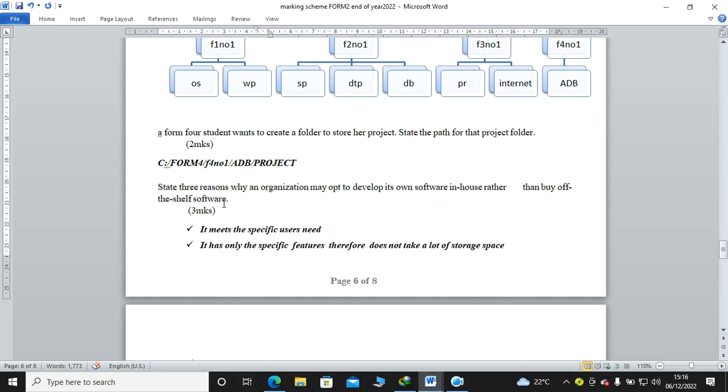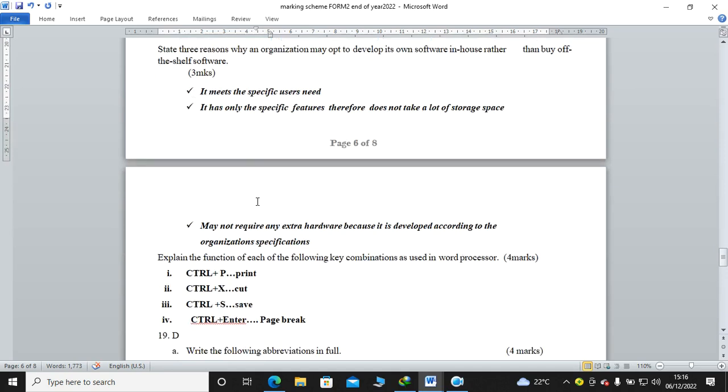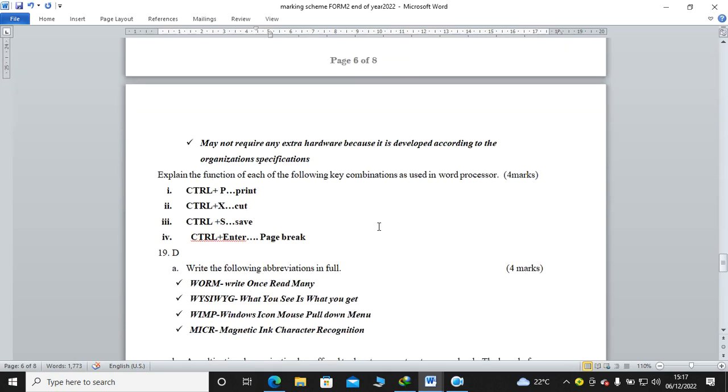So the first answer is that it meets the specific user needs. It has only the specific features, therefore does not take a lot of storage space. When you buy a software, you notice that it has so much that you don't really require. So you need to remove some of the features or still use them the way they are, wasting a lot of space. So you need to call somebody to do one for you to avoid those very many features that you will not use at the long run.